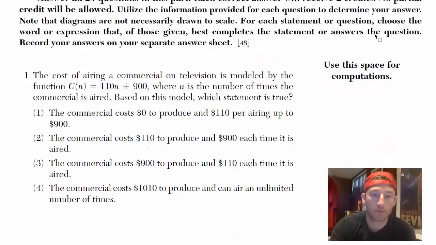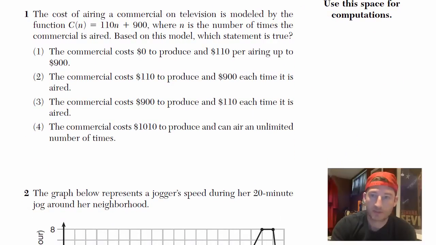Let's start off with number 1 here. This one says, the cost of airing a commercial on a television is modeled by the function C of n equals 110n plus 900, where n is the number of times the commercial aired. So I might underline that during test day, n, so at least I know what the variable is. N is the number of times it aired. Based on the model, which statement is true?